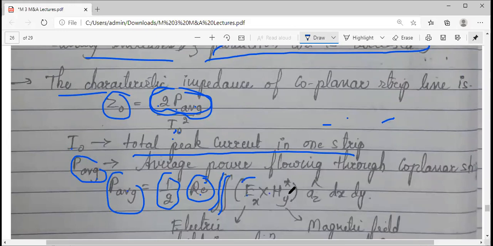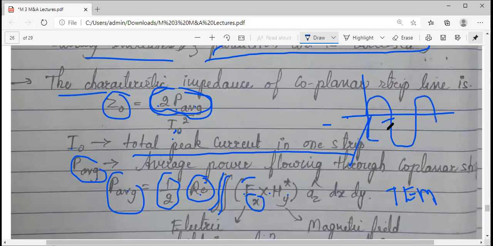P average is equal to E cross H, where E is the electric field. Obviously, when the transverse electromagnetic mode is propagating, you know how transverse electromagnetic waves exist. If one is like this, the other one will be like this. Both will be perpendicular to each other. If Ex, the electric field, is in X direction, you have to take H in Y direction. Both should be perpendicular. There is a cross product here, so sin theta will be equal to sin 90, that is 1.